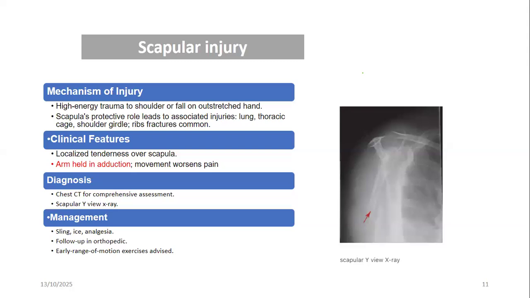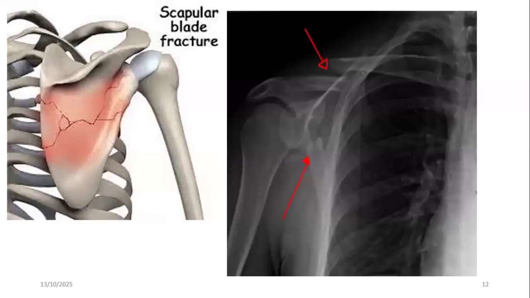Then there is scapular injury. Clinical features are very important: the arm will be held in adduction. For that, we will do a scapular Y-view X-ray. Management is conservative: sling, ice, analgesia. You can see on both sides the red arrows, there is a fracture above, and on the left side you can see a fracture.